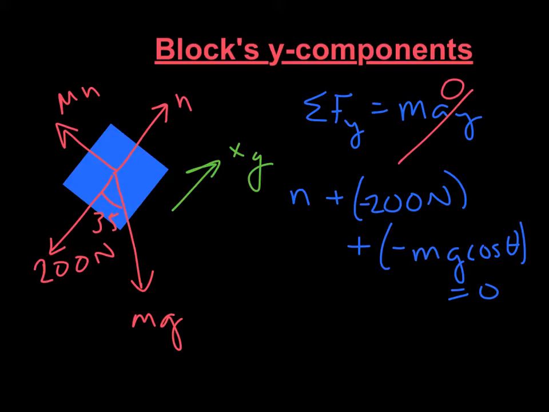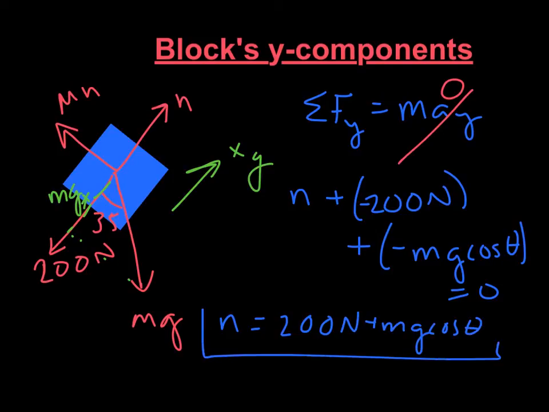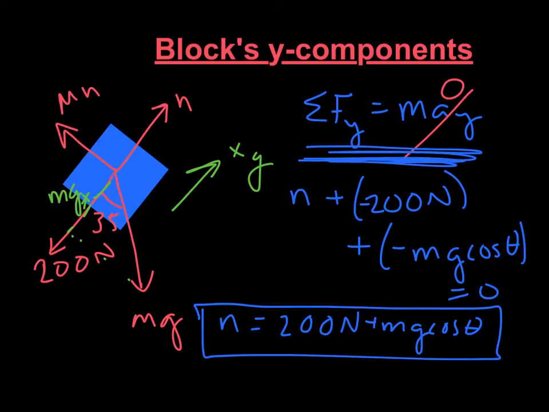And the mg cosine theta right here is the y component, because it's the adjacent side of this force of gravity, so it's right here, mg, the x component. So by solving this around, we're going to get that N equals 200 newtons plus mg cosine theta. Now, that was our sum of forces in the y components. Let's work on the x components now.